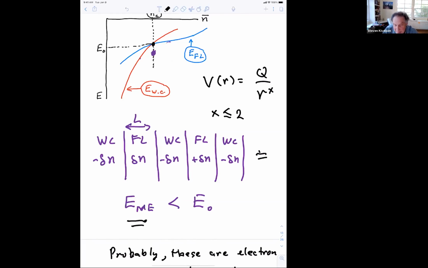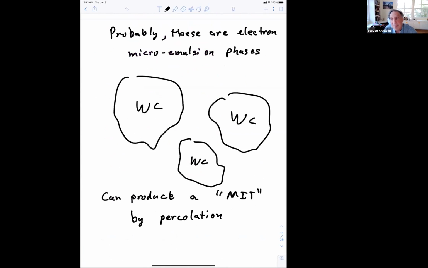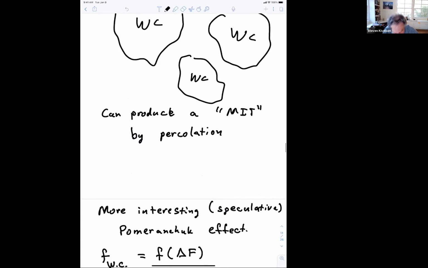It, of course, suggests that the construction I use to prove that might well be the right answer, and that the right answer might be some microemulsion in which we have regions of Wigner crystal and regions of Fermi liquid. Of course, it could also be some totally different phase. So probably it means that between the Wigner crystal and the Fermi liquid, we have microemulsion phases, which for instance look like this, with regions of Fermi liquid and regions of Wigner crystal. And you can imagine all sorts of ways that something like this could give rise to an apparent metal insulator transition by percolation and so on.